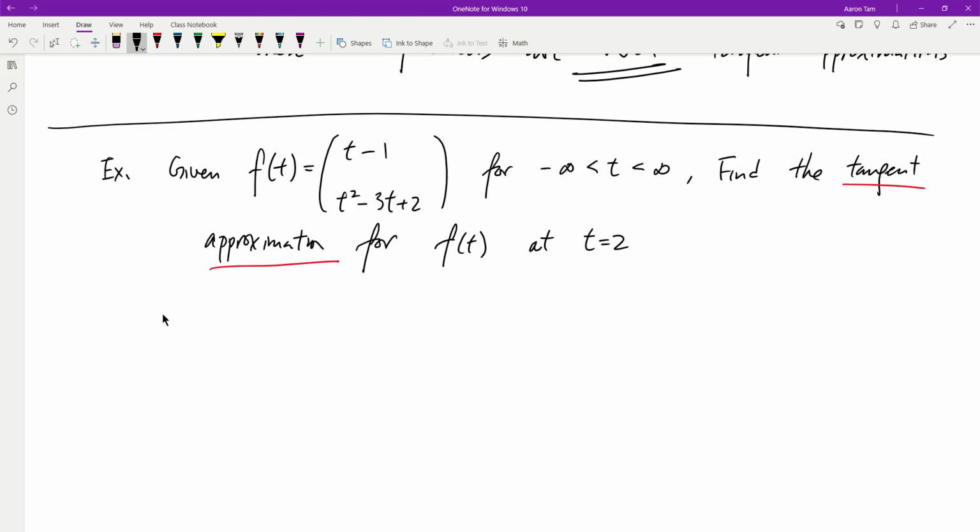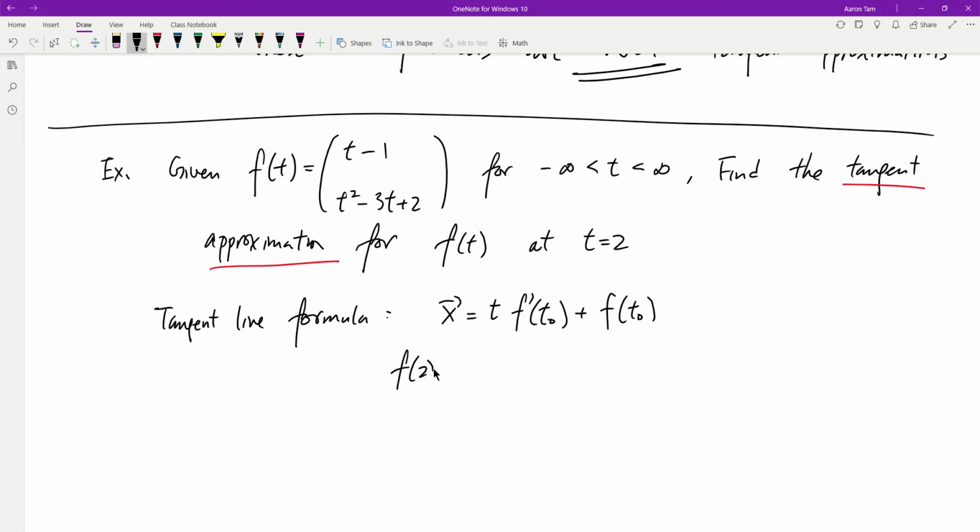So let's say I'm going to try to use this tangent line formula. The tangent line formula basically says this. It shouldn't be too hard to figure this out. So let's do this. f of 2. What is f of 2 equal to? Well, that will be 2 minus 1, 2 squared minus 3 times 2 plus 2. So 2 minus 1 is 1, and then 4 minus 6 is negative 2, plus 2 is 0. So that's pretty good. f of 2 is (1, 0).